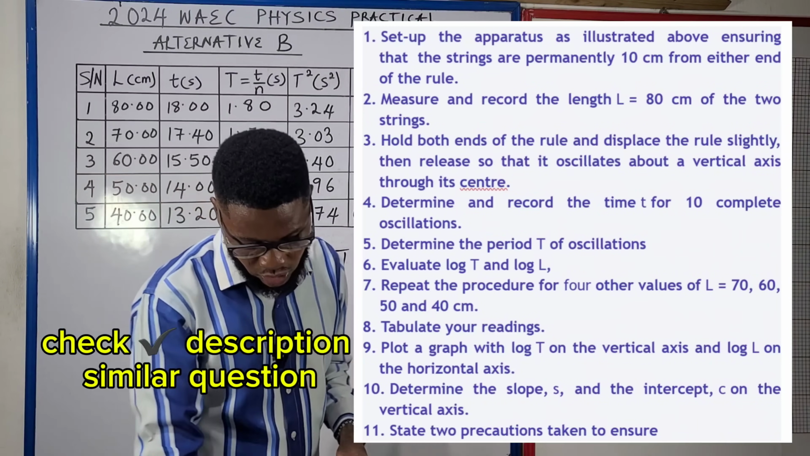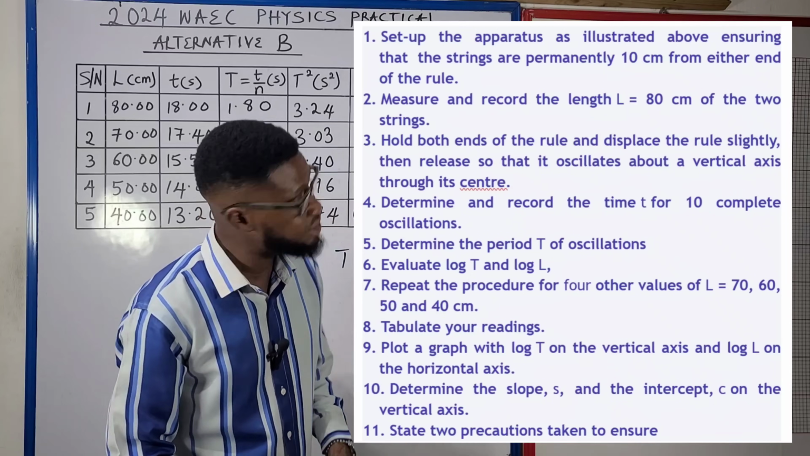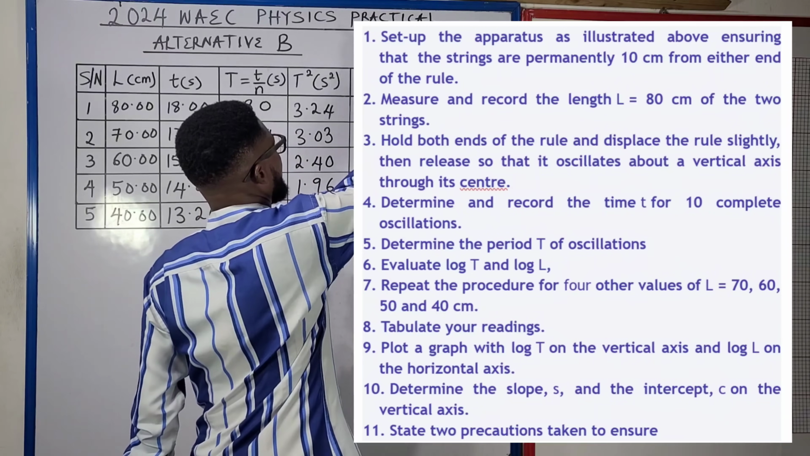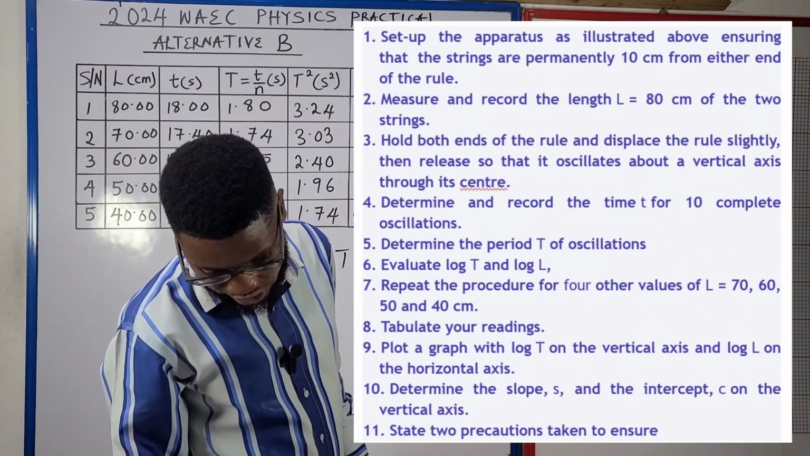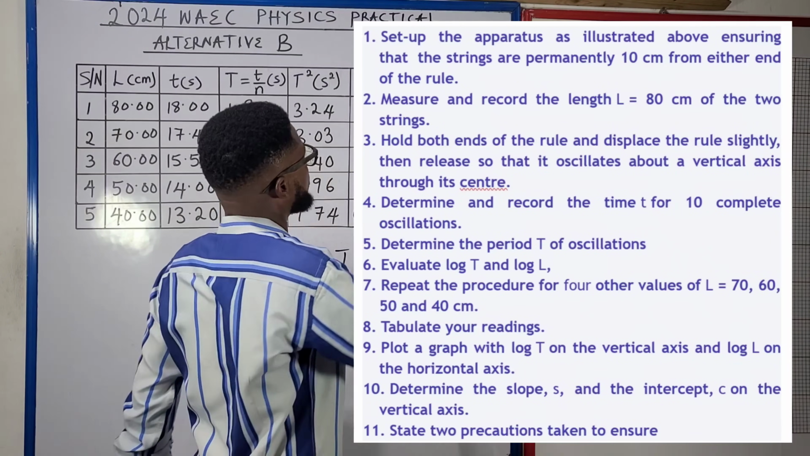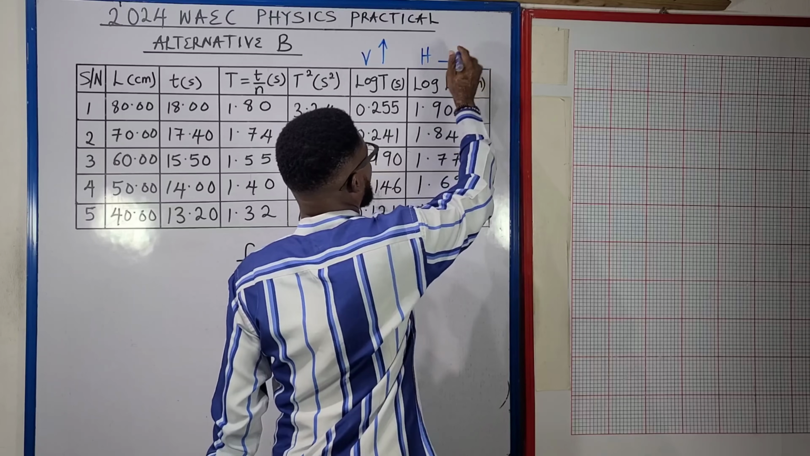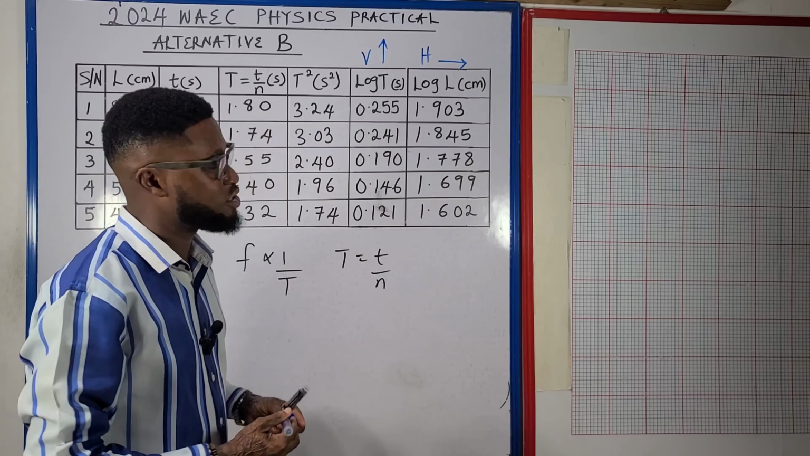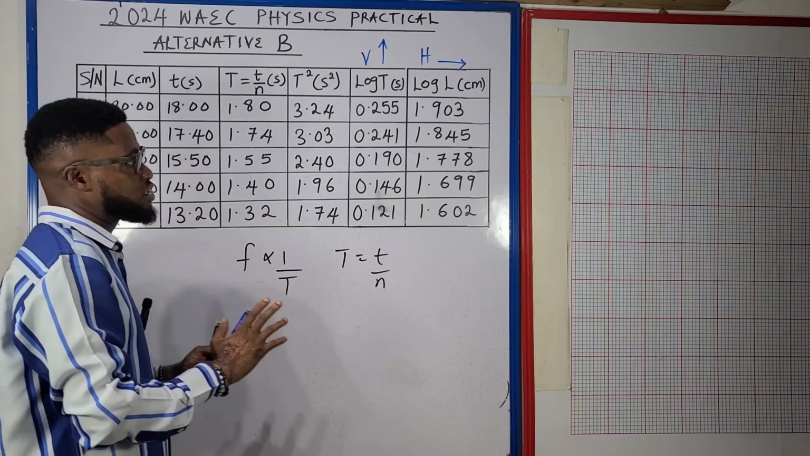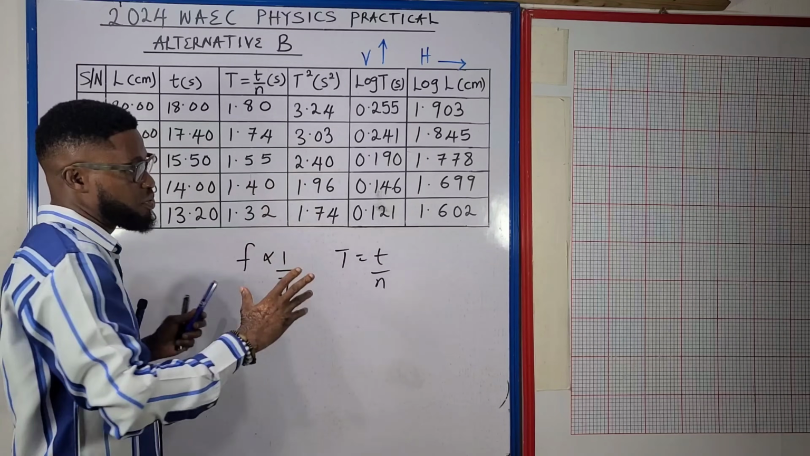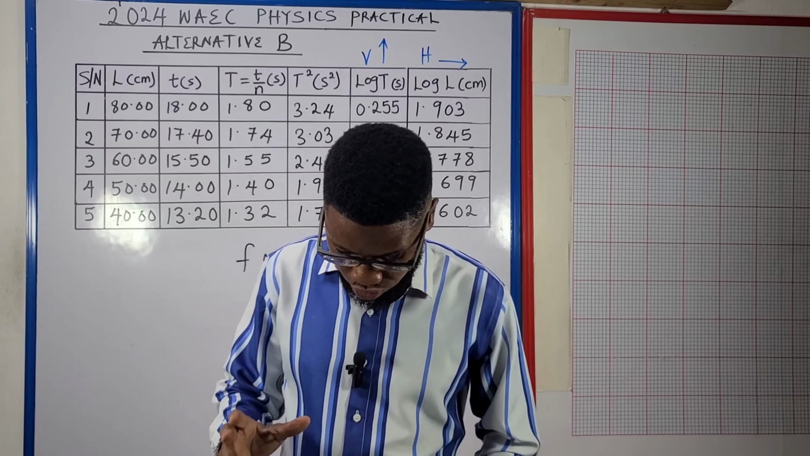But in this case, we were told to plot a graph of log T on the vertical axis, and, as you can see in the question, log L on the horizontal axis. The question can come in various forms, but what is important is to get your table prepared and then get ready to plot your graph.